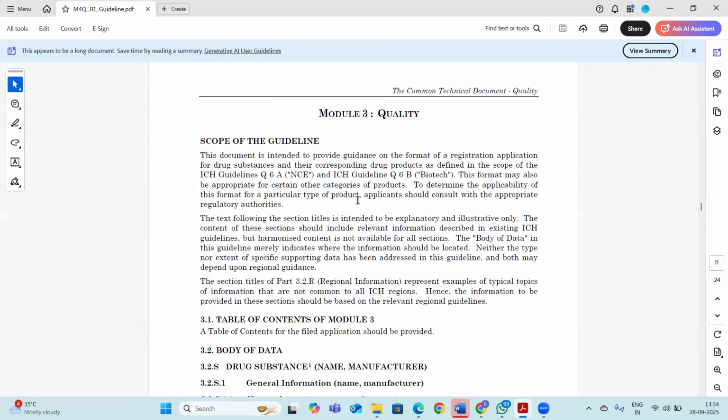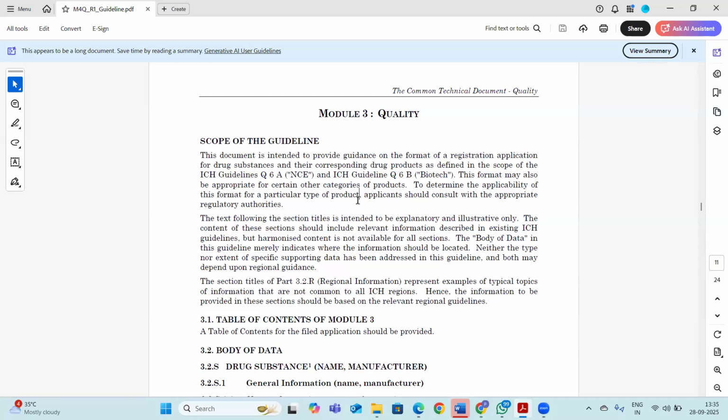All the documents that are required for the registration application for drug substances and the drug products are talked about in module 3 of quality data. Okay, this format may also be appropriate for certain other categories of the product, but here we will only stick to NCEs and biotech. The applicant should consult with the appropriate regulatory authority whether this format can be followed for the submission to that respective authority, or if there are any changes that need to be incorporated as the regulatory body specifies.